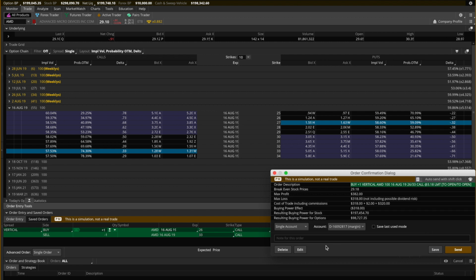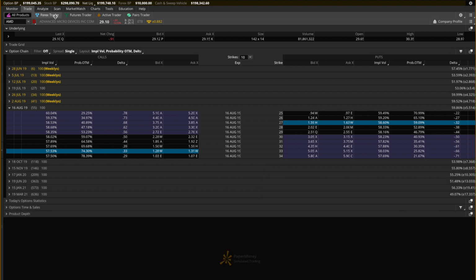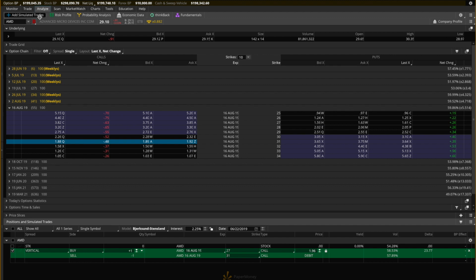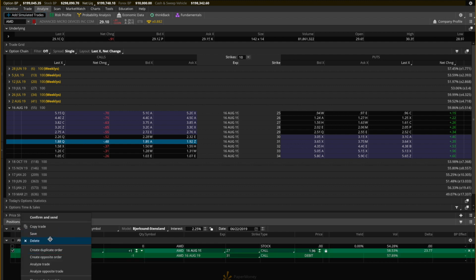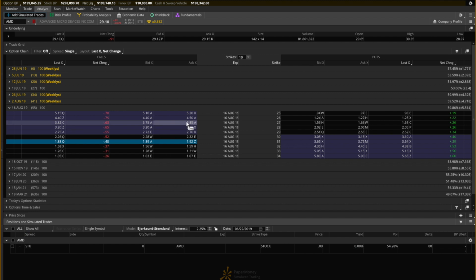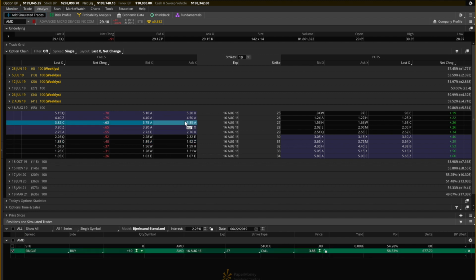Even if you take this and delete it, and then go back to analyze, add simulated trades, you'll be able to mess around with the different call options and put options as much as you can. Now let's delete this vertical spread and show you what it looks like when you're buying a single call option. Let's just buy the standard call option at 385 without any spread. It will automatically tell you that you're on a single leg. So when you're buying one call option, it's a single leg. Any other strategy would be multi-leg.